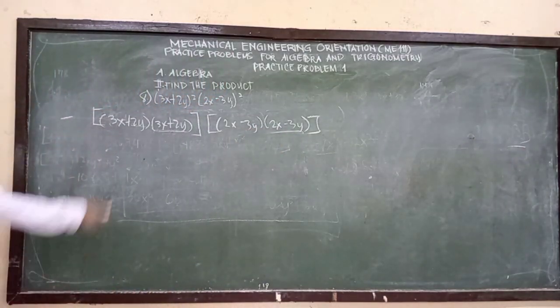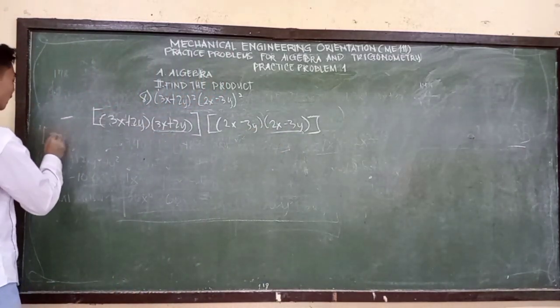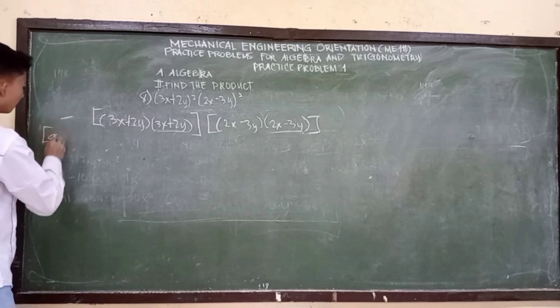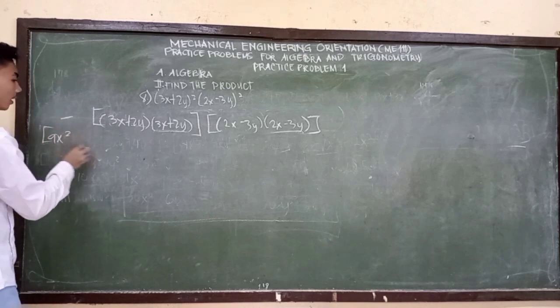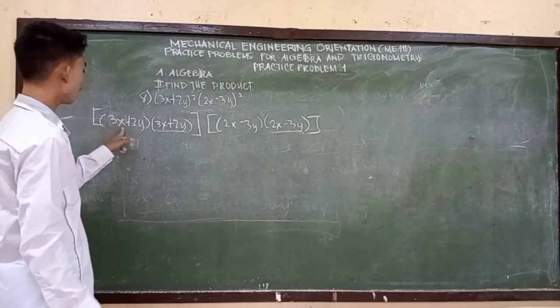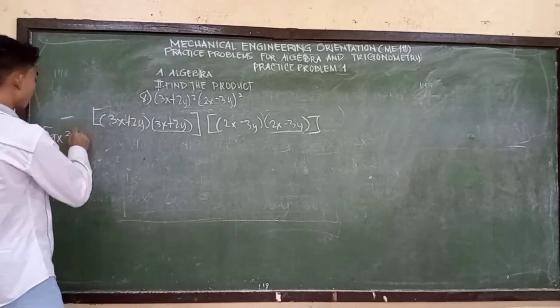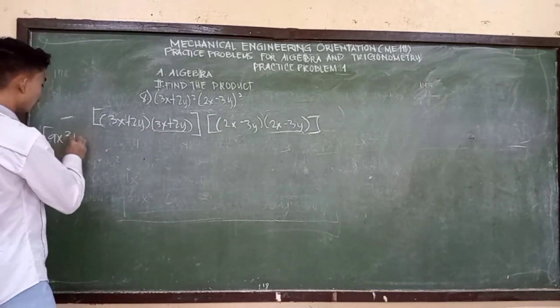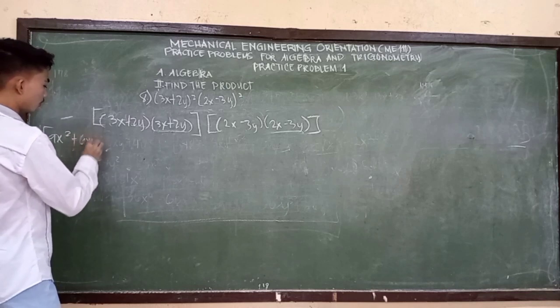So 3x times 3x will give us 9x squared. 3x times 2y will give us positive 6xy.